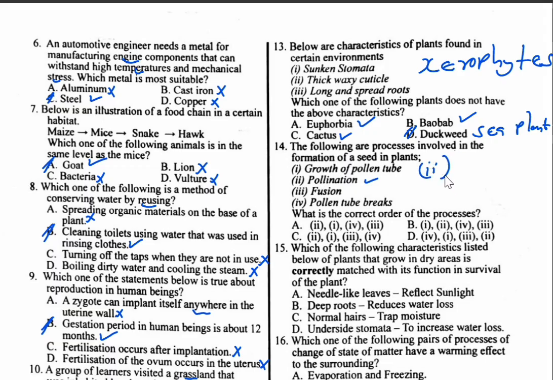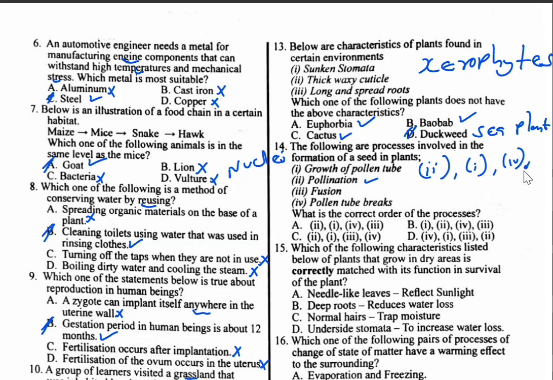And then after pollination, the growth of pollen tube. The pollen tube is going to grow down the style. And therefore, from Roman 2, the next step is growth of pollen tube. And then the next step is pollen tube breaks. This one, Roman 4. The reason the pollen tube breaks is to release the male nuclei. So it breaks after growing, to release the male nuclei.